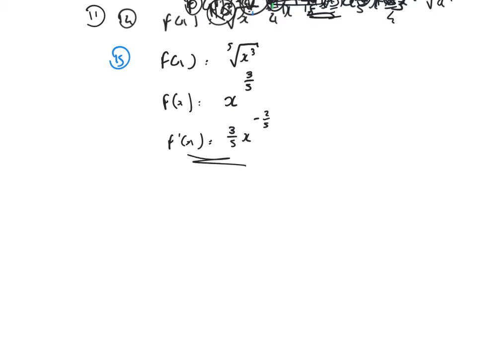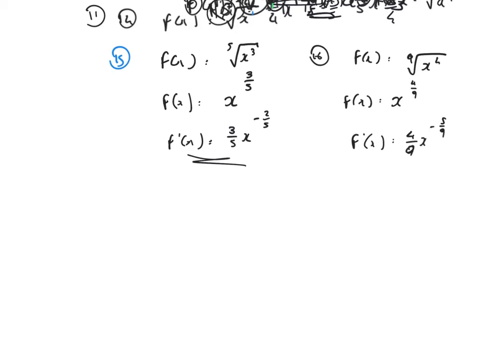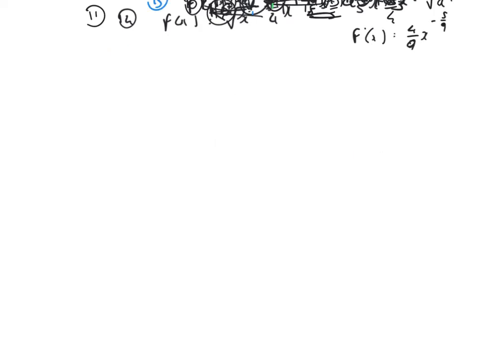Okay, example 16. F of x equals the 9th root of x to the power 4. Write it as a fractional power using that rule, x to the 4/9. Bring the power down, multiply, take 1 away from the power, 4/9 x to the minus 5/9. Since it's 4/9 take away 9/9, which is minus 5/9.